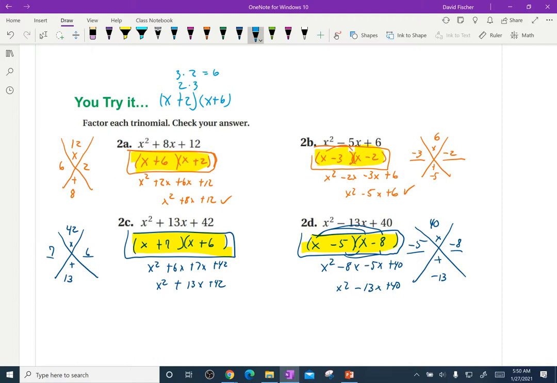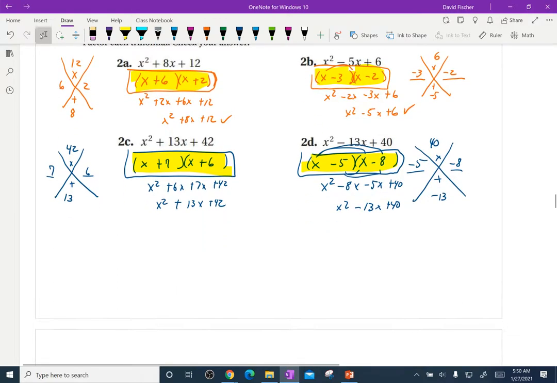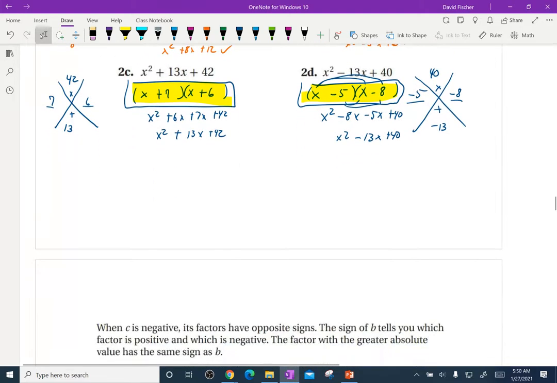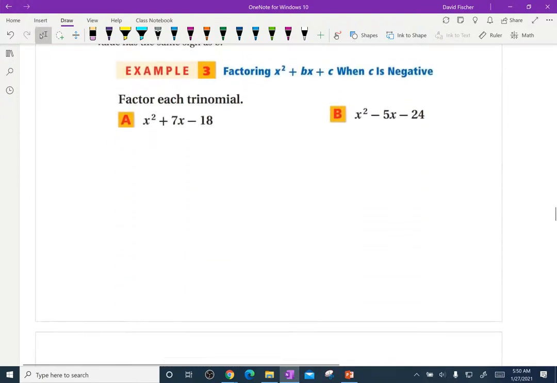But the signs inside are very important. It has to be a plus 6 and a plus 2. Over there on 2B, I got a -3 and a -2. Very important that you have that. And you'll notice on all of them, I did my FOIL and check. So, want to improve your grade? This is a good way to improve your grade. Even though I said just check the odd ones, I would check all of them, okay?